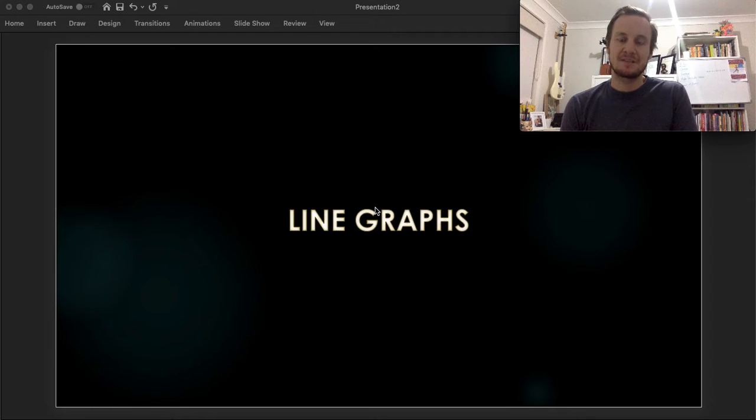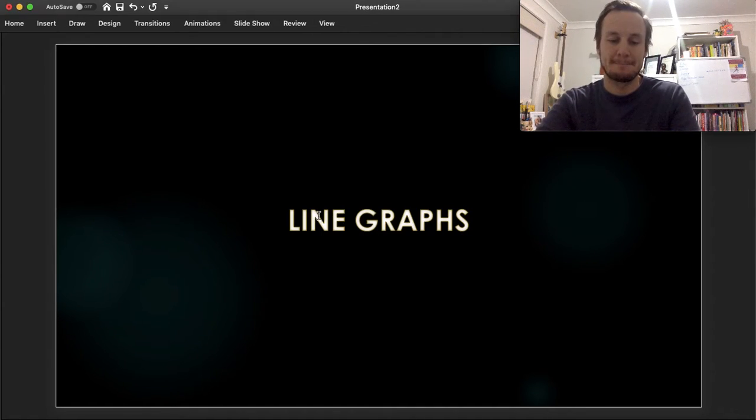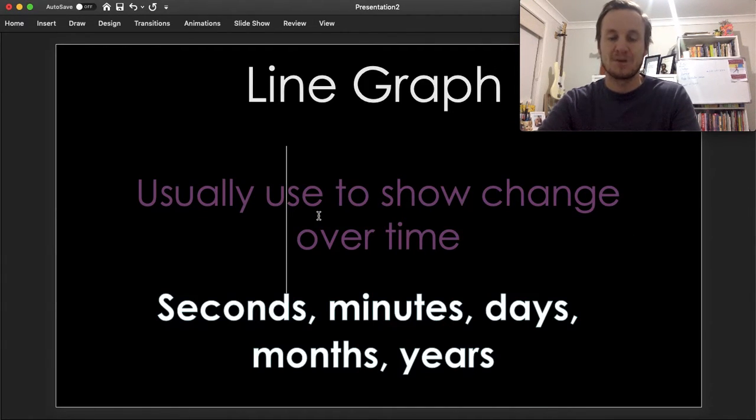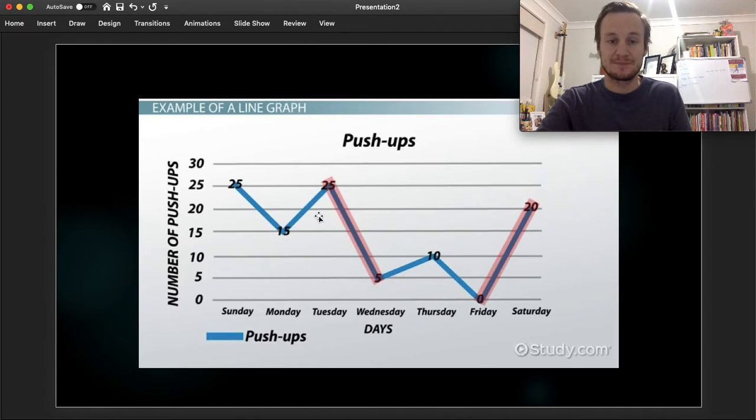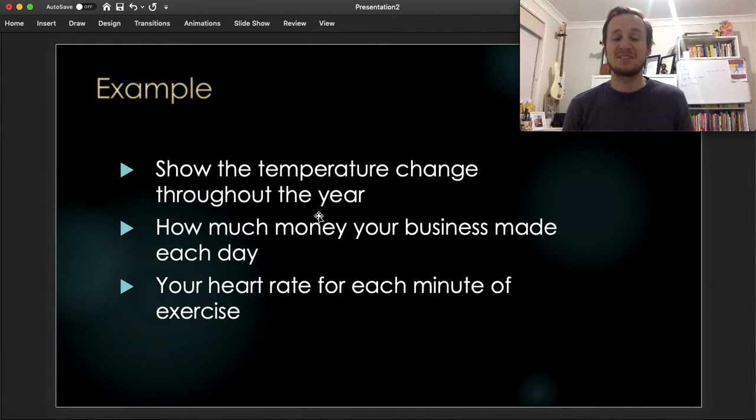Now line graphs are usually used to show change over time. So that change could show the differences between what happens each second, each minute, days, months, a year. Give an example, a few examples. If we're showing how the temperature changes throughout the year, through January, February, March, April, goes all the way through, a line graph would be a really great way to show that.